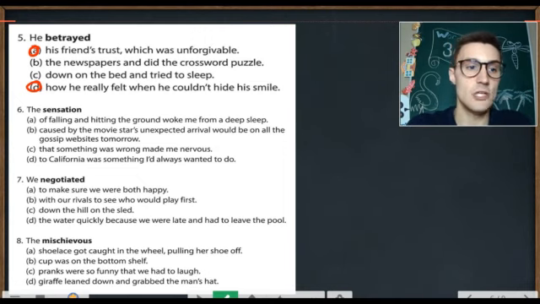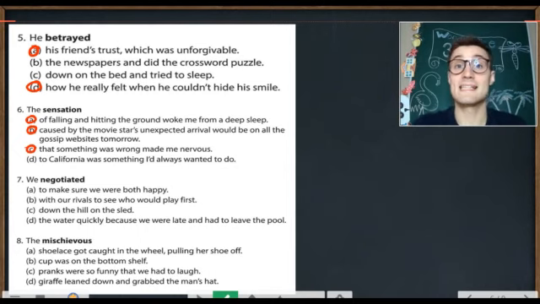The sensation A. of falling and hitting the ground woke me up from a deep sleep. That happens to me often. The sensation B. caused by the movie star's unexpected arrival would be on all the gossip websites tomorrow. The sensation C. that something was wrong made me nervous. Remember, if you can replace sensation with feeling, it's correct.